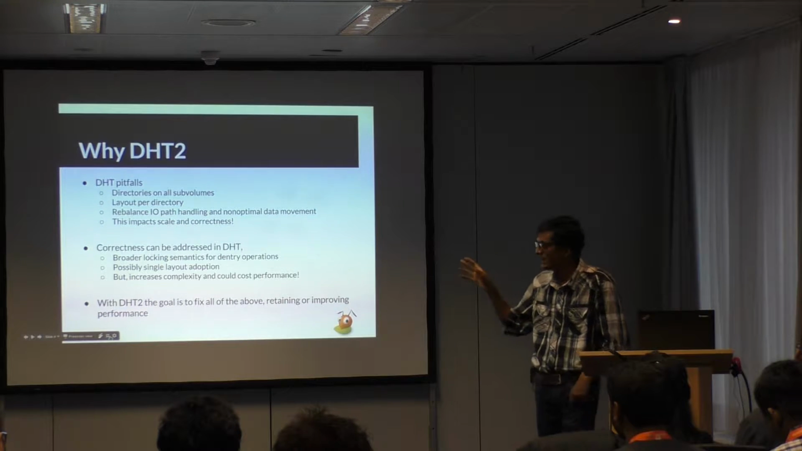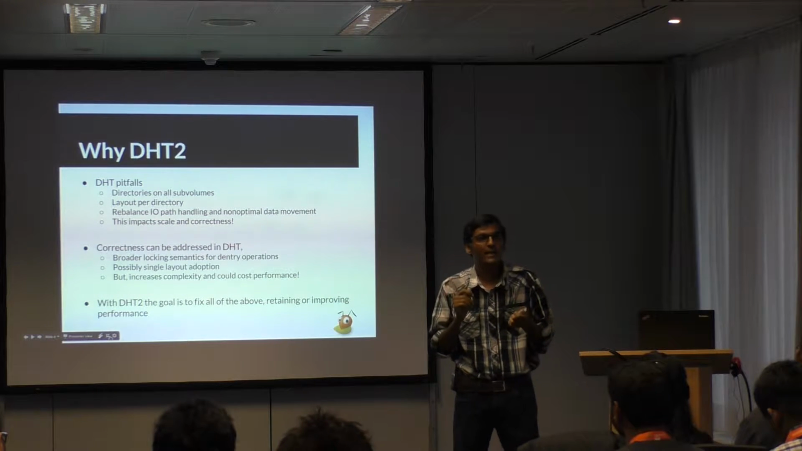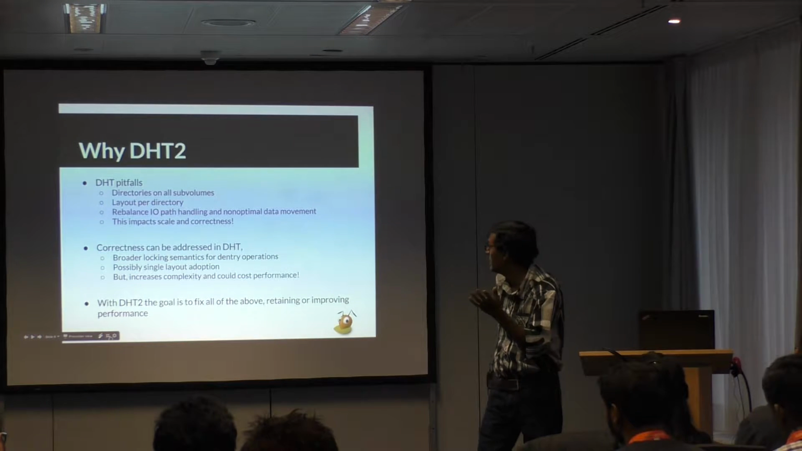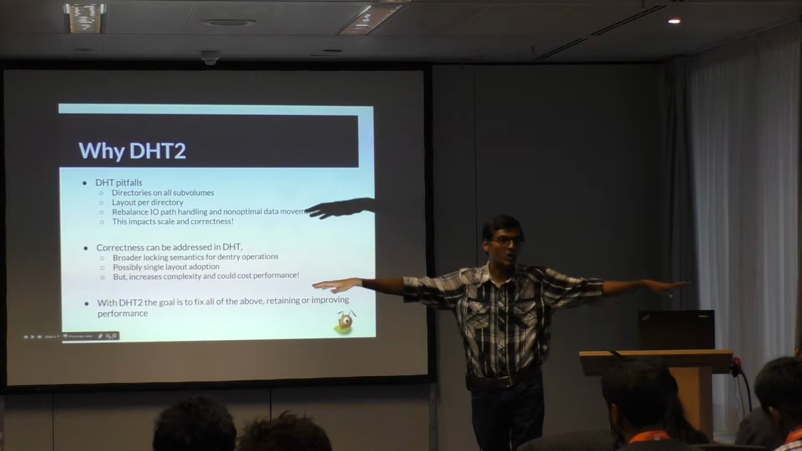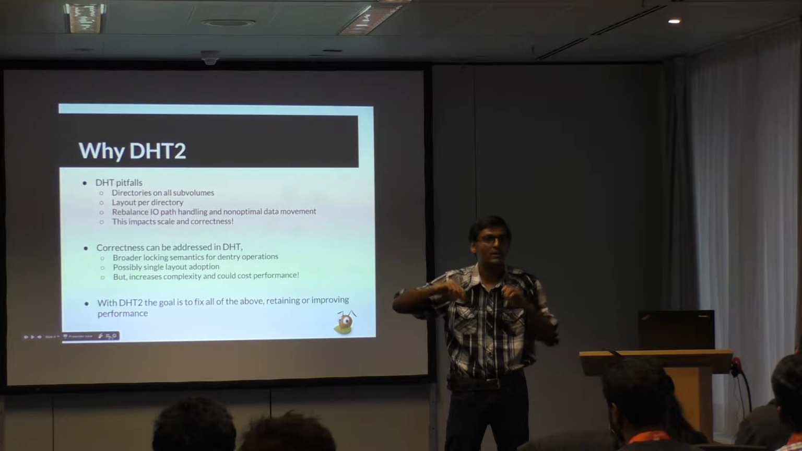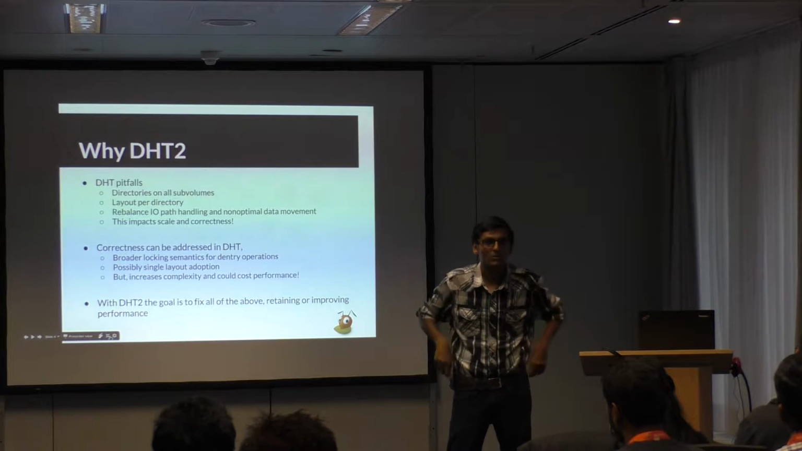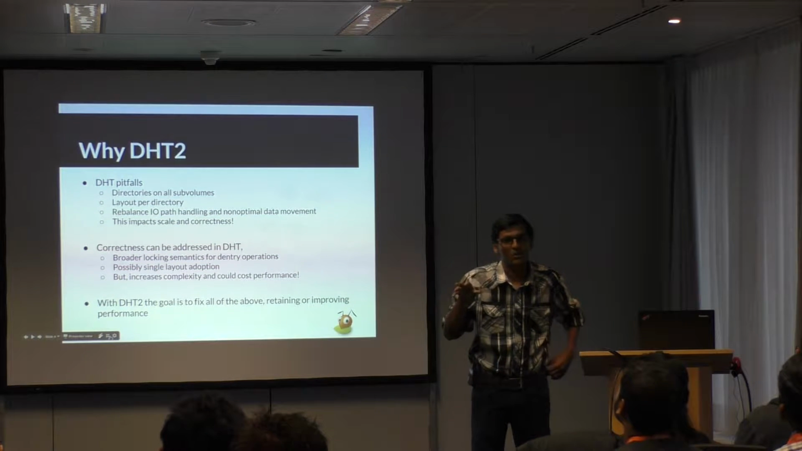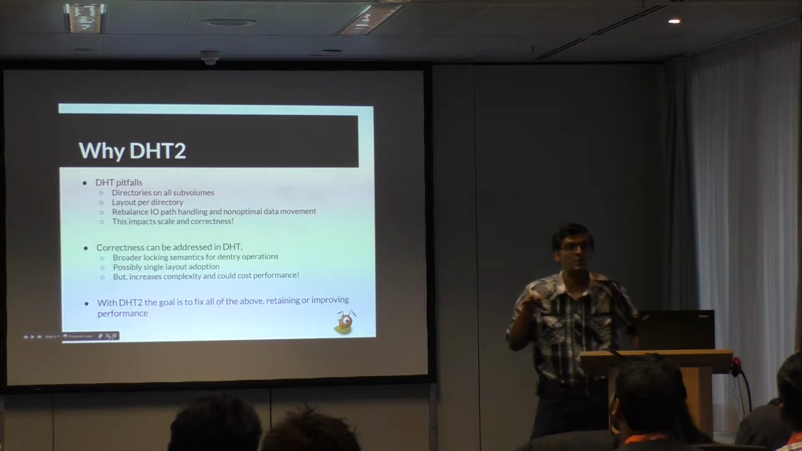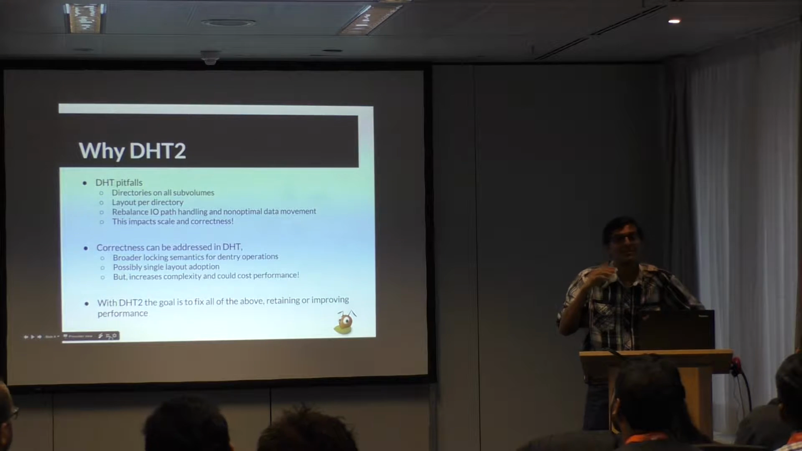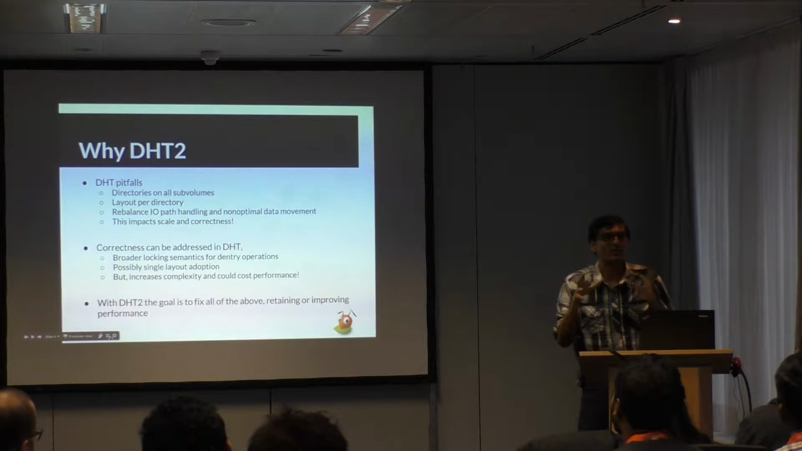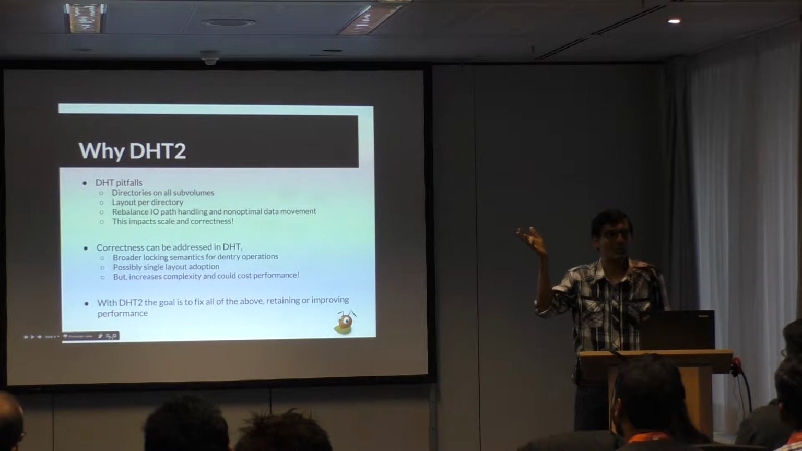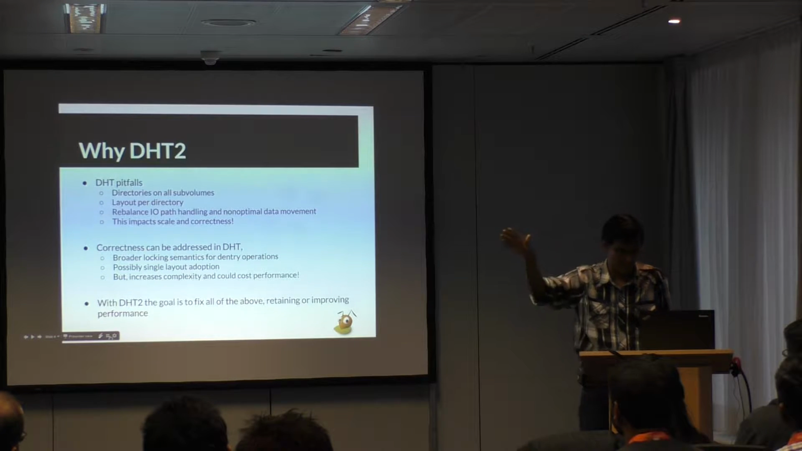So I also just added that we can address correctness in DHT. We probably cannot address scale. We can address correctness. Du's gone through again a few options there. So we can do broader locking semantics for directories and layouts and ensure the correctness of stale layouts, so on and so forth. But basically, this increases the complexity of the code. It just makes it more and more difficult for people to continue developing on that piece of software. Okay, so with that, we move to DHT2, which will solve all these problems for you, and it'll be the best.